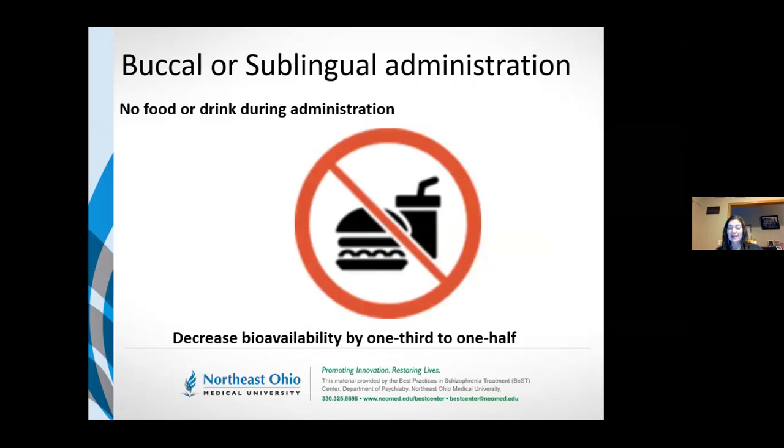Again, no drinking or eating during administration, especially with the sublingual, because they could accidentally swallow the film or the tablet. As those tablets are dissolving, it does take some time for them to dissolve. If they are eating or drinking, they may swallow some of the dissolved medication, and it can decrease the bioavailability by 1/3 to 1/2. As we're going to see in just a minute, we're not getting a lot of medication in, and if we further reduce that amount of medication, the patient definitely may start developing some symptoms of withdrawal.